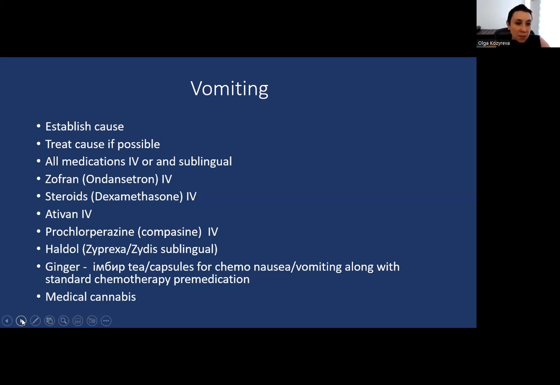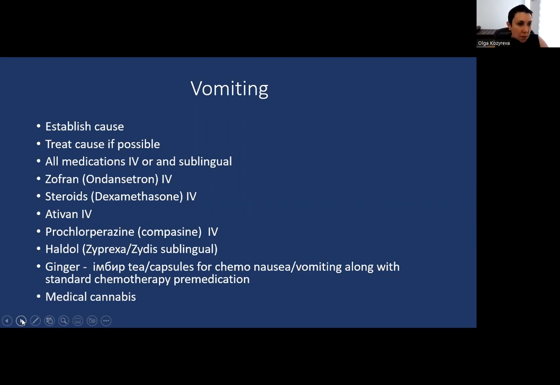Another tip, if we anticipate nausea and possible vomiting during chemotherapy, we recommend ginger tea, or ginger in capsules. A clinical trial was actually done. It decreases chemotherapy-induced nausea and vomiting when it's given with standard chemotherapy pre-medication.